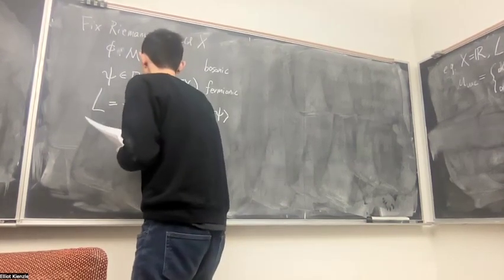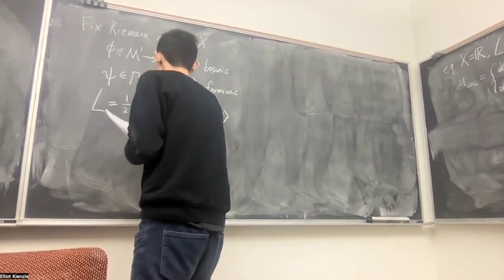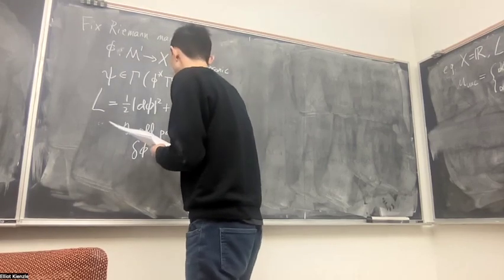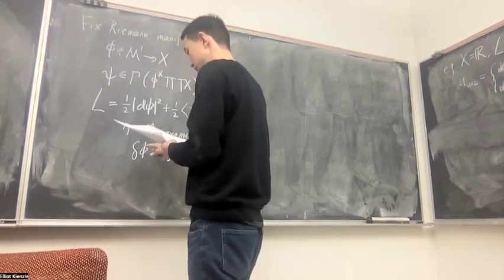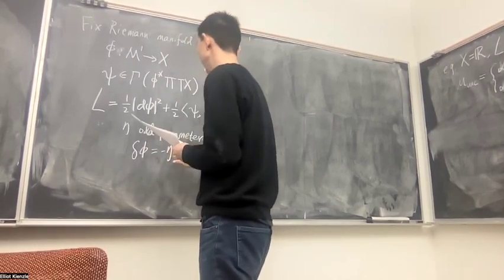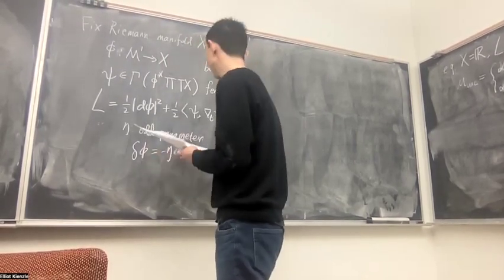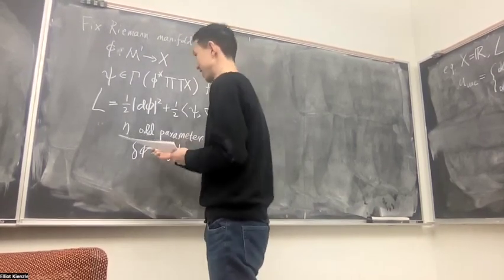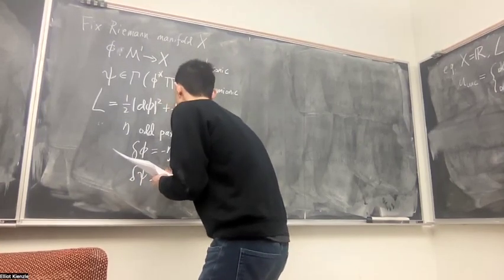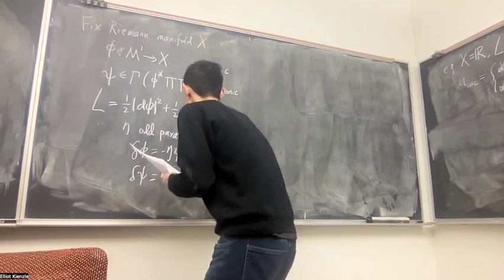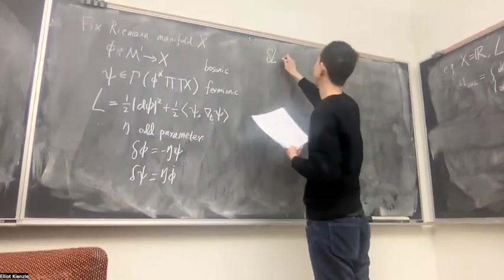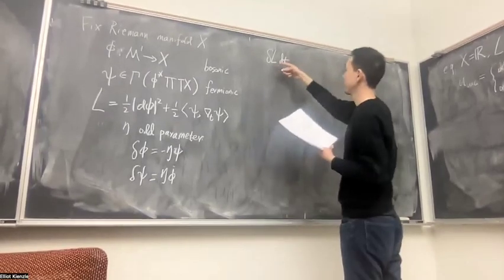And so you define an infinitesimal translation of your field. So I want delta phi to be eta of the psi, and I want delta of the psi to be eta of phi dot. And you can check that when you do this change, how will your Lagrangian change?